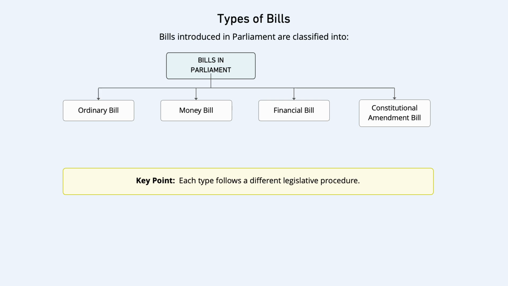So here, what you need to understand is that money bill can only be introduced in the Lok Sabha. The rest of the three bills can be introduced in both the houses. Okay, the rest of the bills can be introduced in both the houses.